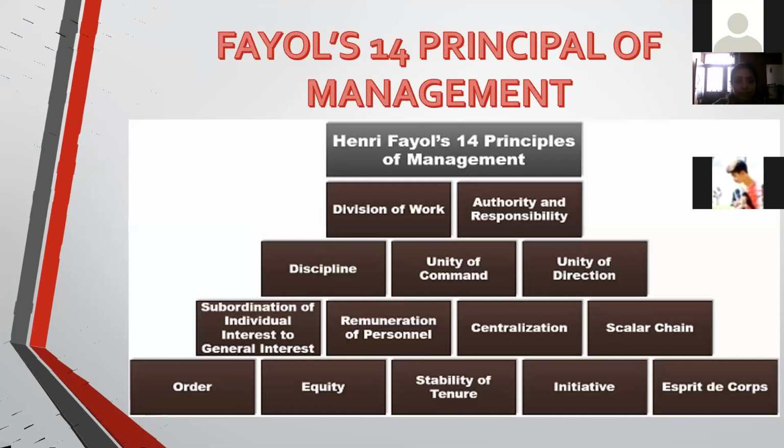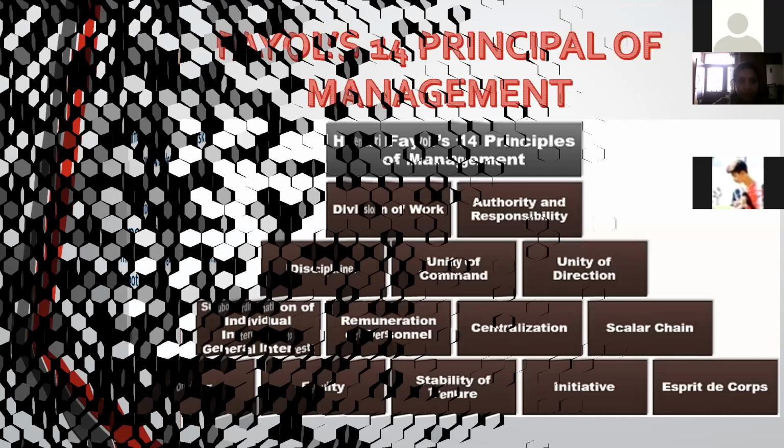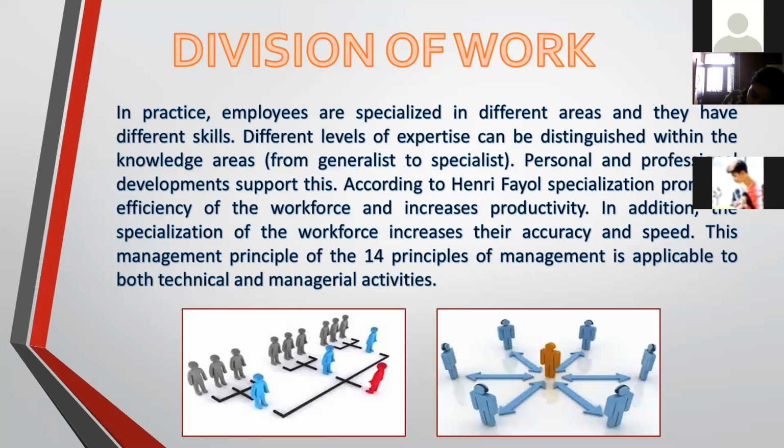So the first one is division of work. According to Fayol, the intent of division of work is to produce more and better work for the same effort. And specialization is the most efficient way to use human effort. He suggested that the whole organization work, both managerial and technical, should be divided into specialized jobs. Further, Fayol emphasized that the job should be assigned according to the competence of a person, that is the potential of a person. This will ensure the work is carried out in the most effective and efficient manner.